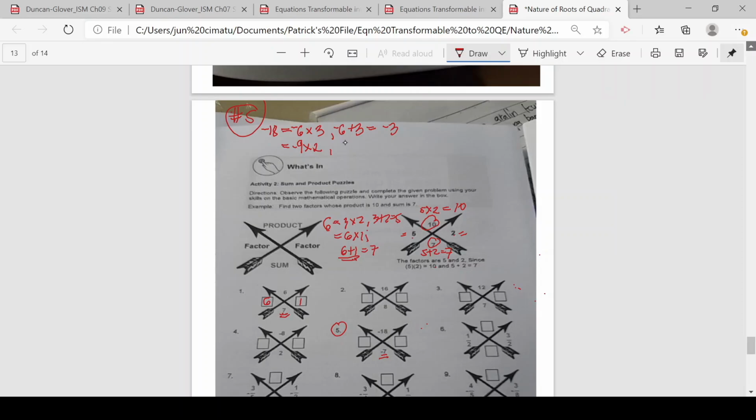Kaya, negative 9 plus 2. Negative 7. So, ito ang tama. Ang root ay 9 times 2, so, negative 9, positive 2.